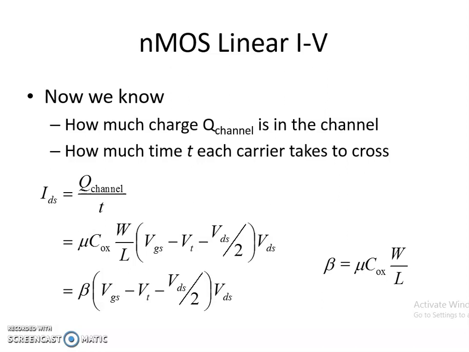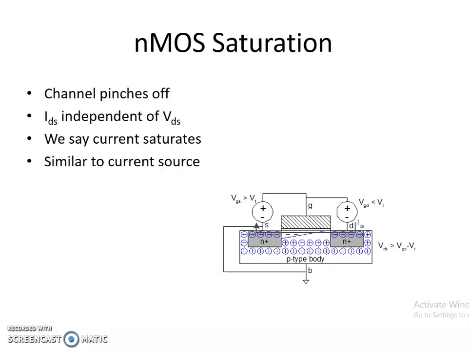Putting equations 1 and 2, we will get μCox W/L (VGS − VT − VDS/2) VDS, which is nothing but β times (VGS − VT − VDS/2) multiplied by VDS, where β is nothing but μ Cox W/L. This is the output current equation of the MOSFET transistor in the linear region.